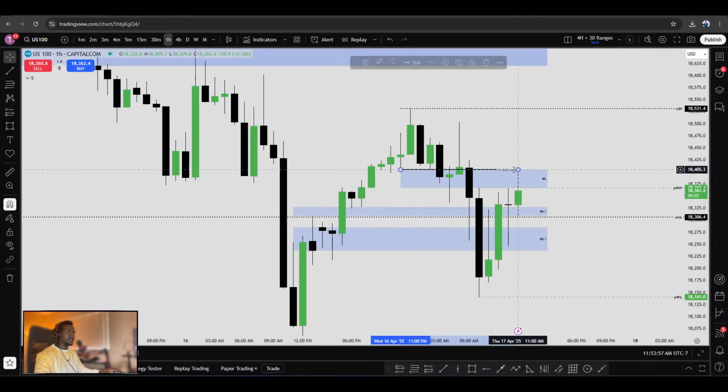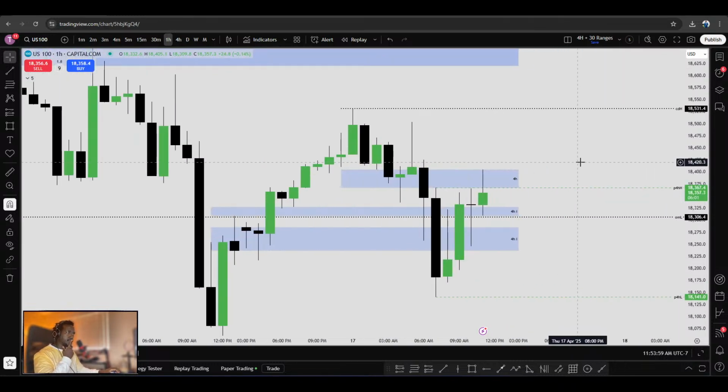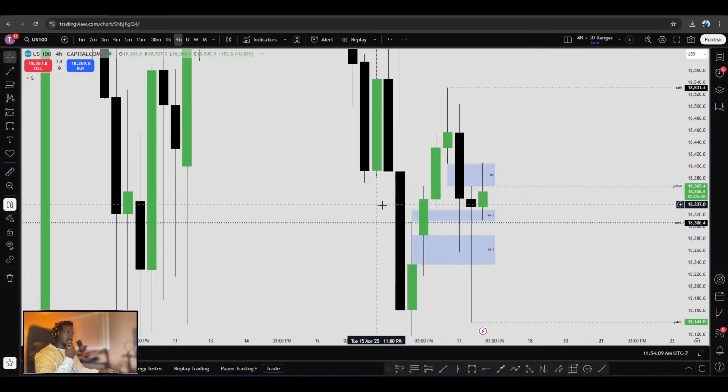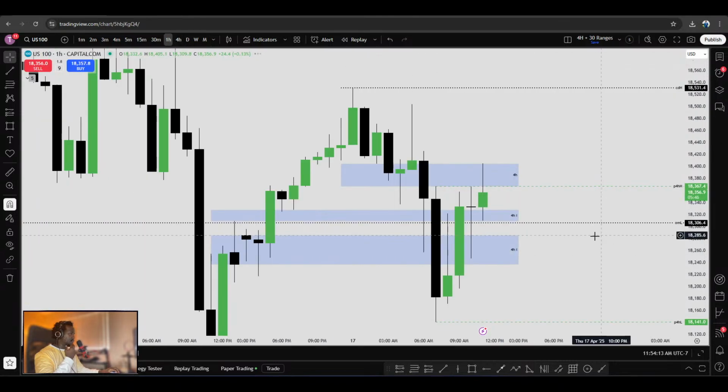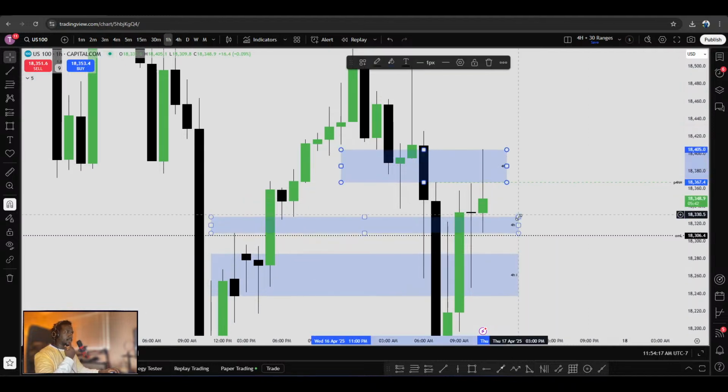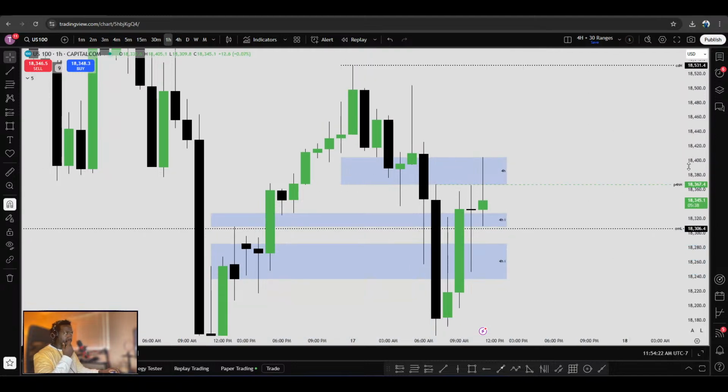Okay, I'm gonna get rid of this line here. So this is the current 1 hour. So we are in that 4 hour whatever, this gap here. I want to pull this up to 1 p.m. I don't like trading after 1 p.m.